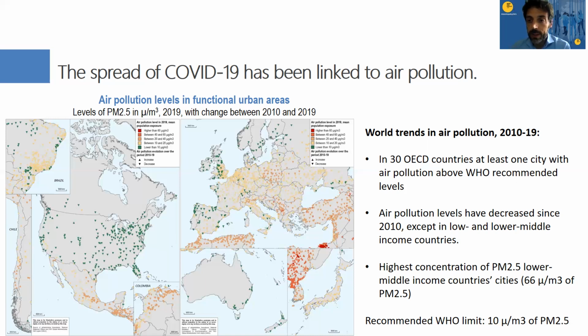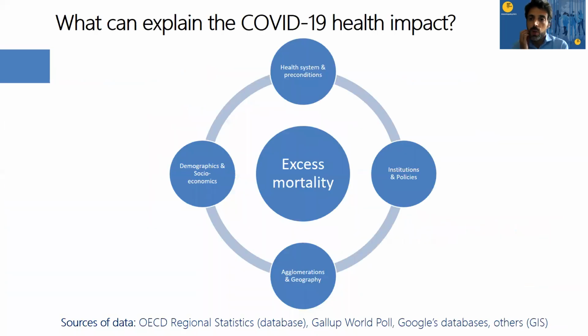So this is another aspect that we have considered. Coming back to the purpose of this first part of the analysis: how can we explain the patterns of COVID-19 health impact, measured in terms of excess mortality? We have looked at different aspects, as I showed in the previous slide.